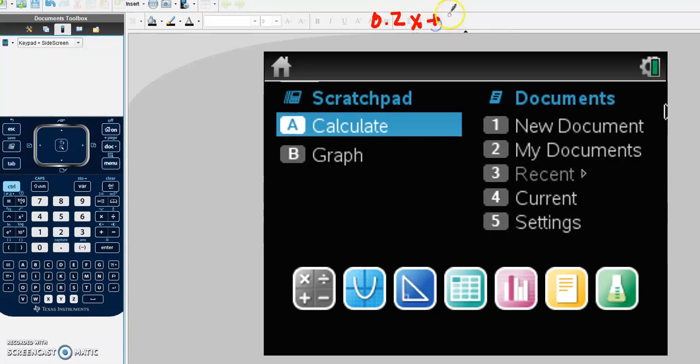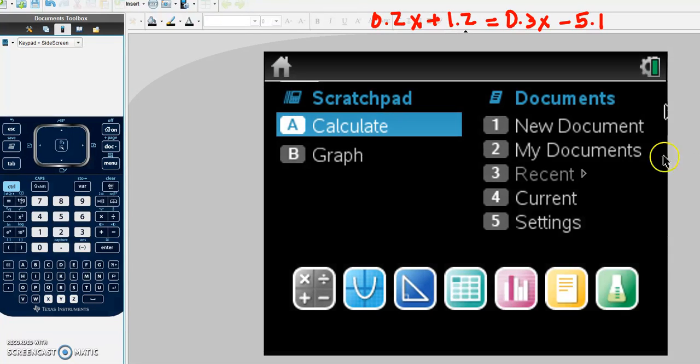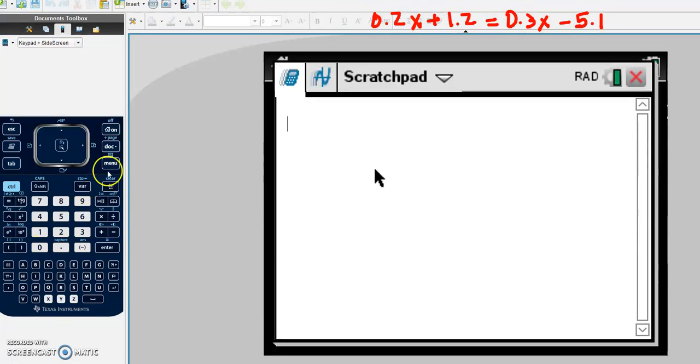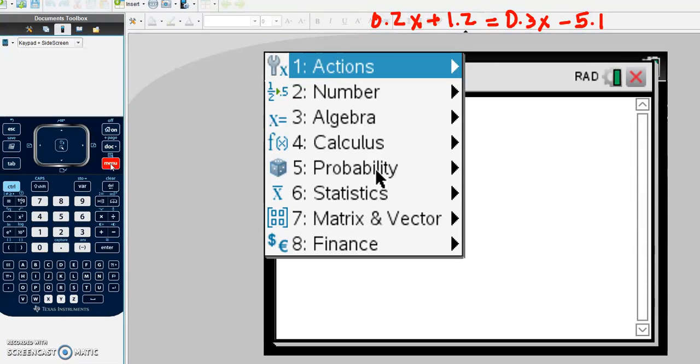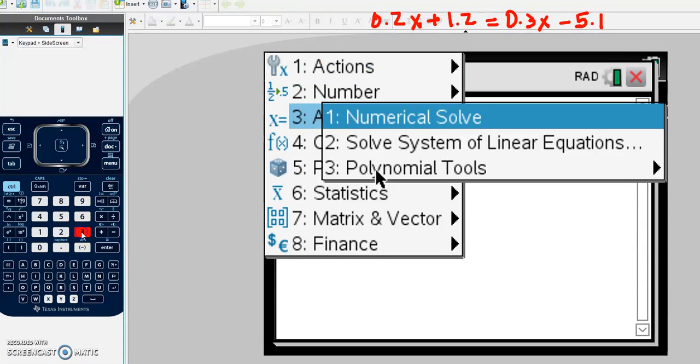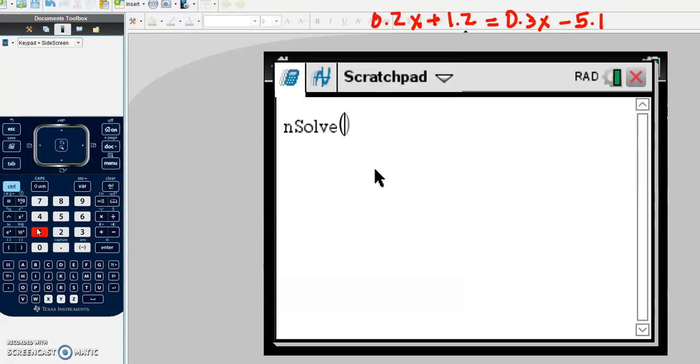It was 0.2x plus 1.2 equals 0.3x minus 5.1. Okay, so to recall, we're going to put this into nSolve and see what we can get. So we're going to go to Scratchpad. So we'll go to A. And from there we go to Menu, and then Algebra, and Numerical Solve.